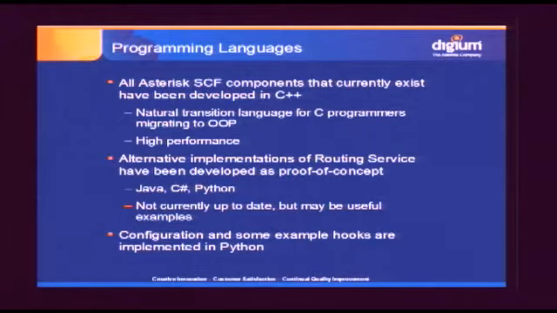We have done some alternative implementations in other languages, particularly of the routing service. They're a little bit out of date now, but we've implemented it in Java and C# and Python. So they're probably not up to date with the current system, but if you're curious what the code would look like in other languages, they're there for you to look at. Also, some of the configurators for each of the components are written in Python, and our example hooks are in Python.